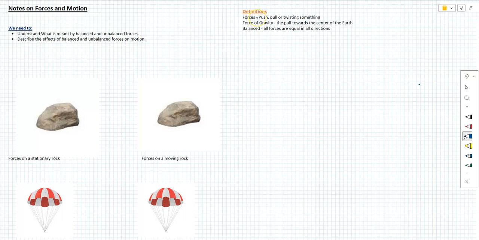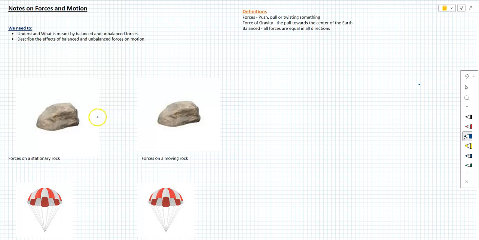Okay, the definitions that we need to understand are forces. What are forces? Force is a push, pull, or twisting of something. Then we have the force of gravity. Force of gravity is the pull towards the center of the earth. And then we have this weird word called balanced. Balanced means that all forces are equal in all directions, which means the item that we're looking at is not moving at all.